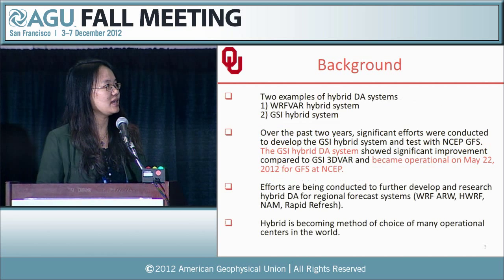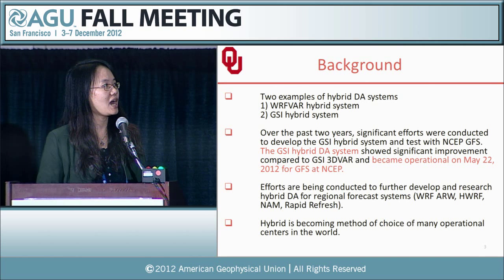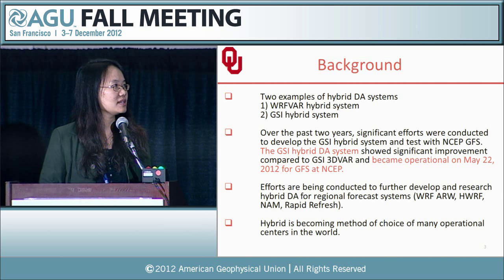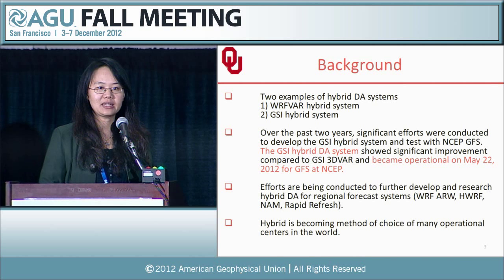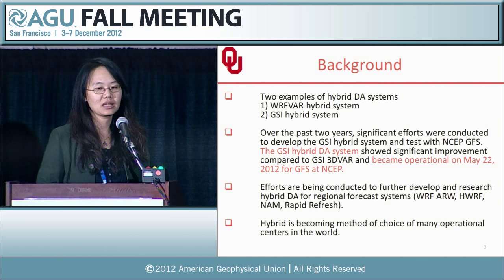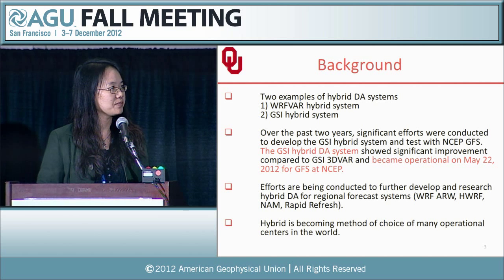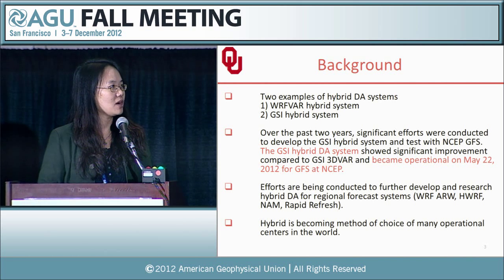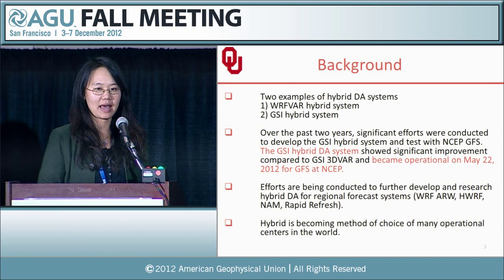Here I just list two examples of hybrid data assimilation systems. One is the WRF hybrid system. The other is the GSI hybrid system. GSI is the U.S. operational data assimilation system for both the global and the regional forecasts. Over the past 2 years, through multi-institutional collaborations, significant efforts were conducted to develop the GSI hybrid system and test the system with the NCEP operational Global Forecast System, GFS. The hybrid system showed significant improvement, as I will share later. And this system became operational about 6 months ago, on May 22nd, for the Global Forecast System at NCEP.